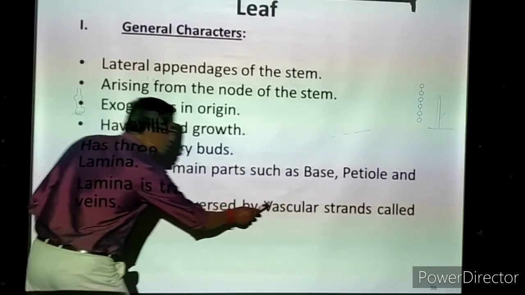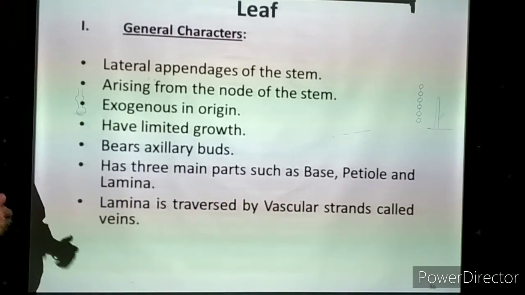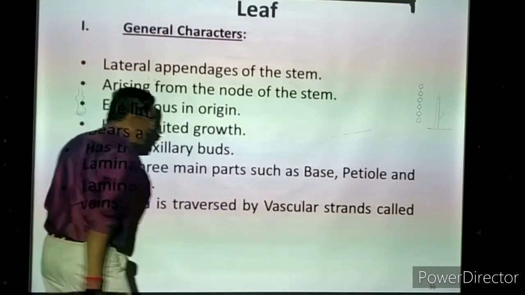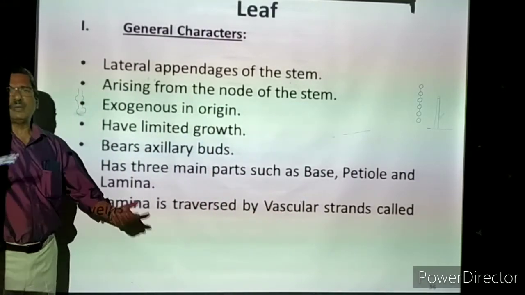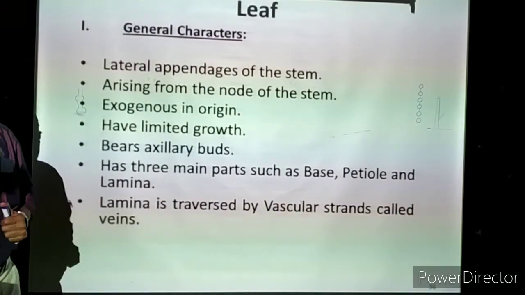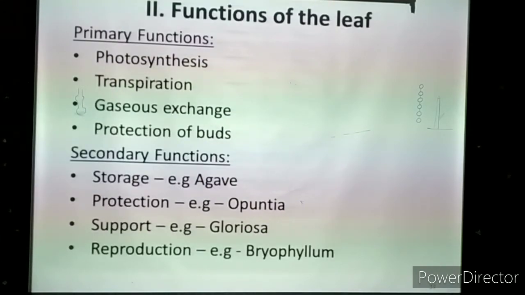That is called vascular strands. They are made up of vessels. The vessels are xylem and phloem. So they are called vascular strands, called veins. The common name we are giving to that is veins. So, a lot of lines are there. The lines are called veins. These are the general characters of the leaf.